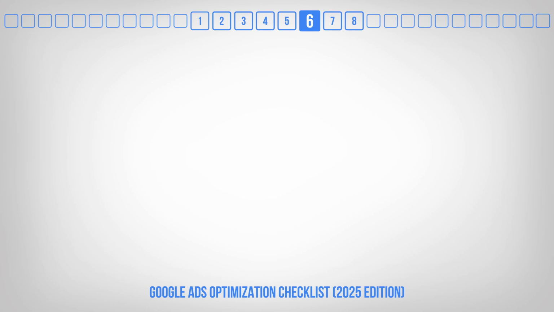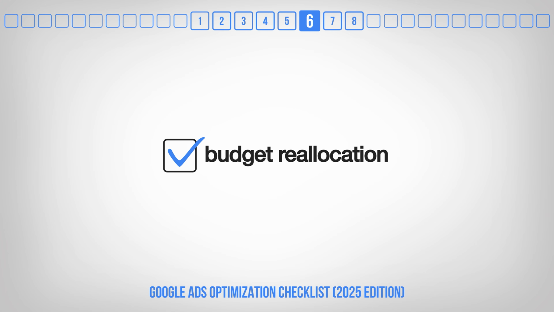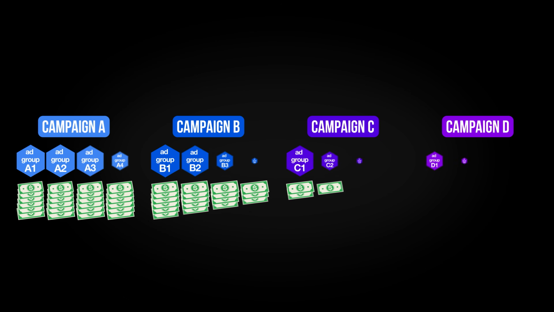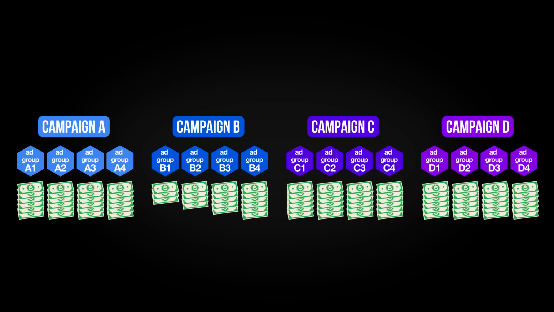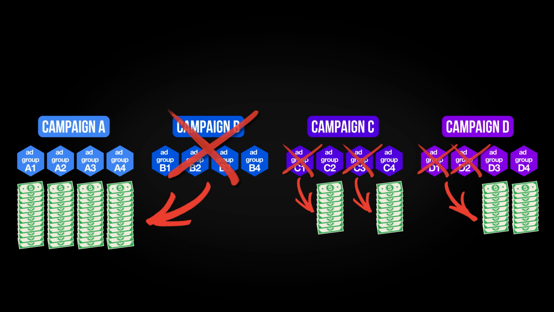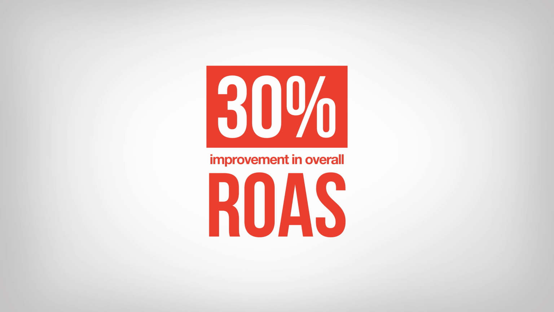Step 6 is a simple one. It's budget reallocation. So take a look at your campaigns, take a look at your ad groups, and simply divert budget from elements that aren't performing as well to elements that are performing better. Sounds simple, but it can lead to a significant improvement in results, particularly if some campaigns or ad groups are way outperforming others. You'd be surprised how many advertisers I speak to that haven't done this. You think, well, there's a 20-30% improvement in overall return on ad spend just there.